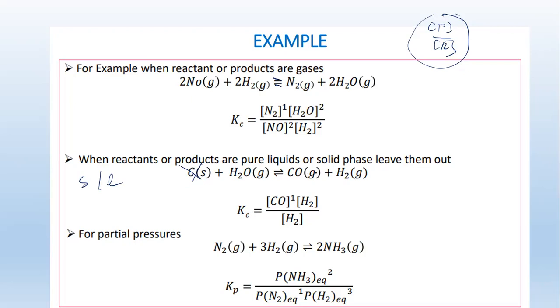Our products are carbon monoxide and hydrogen gas. Carbon monoxide and hydrogen gas. The coefficients are 1, 1. And therefore, our reactants, we do not include carbon because it is in solid state. We include water, which is in gaseous state. I think it's a mistake, okay? It's supposed to be H2O, okay? Include H2O over there.